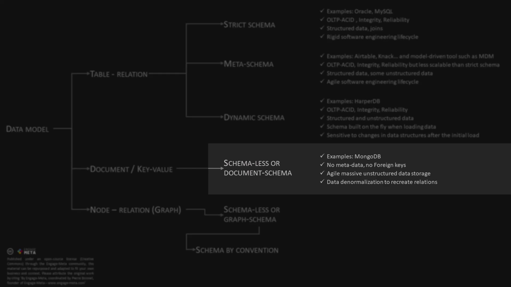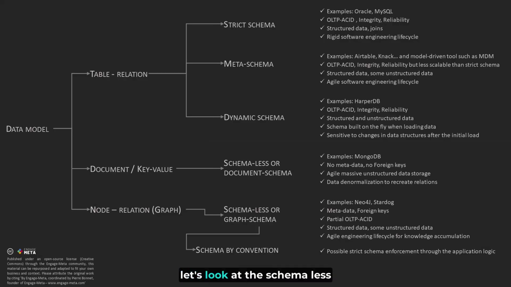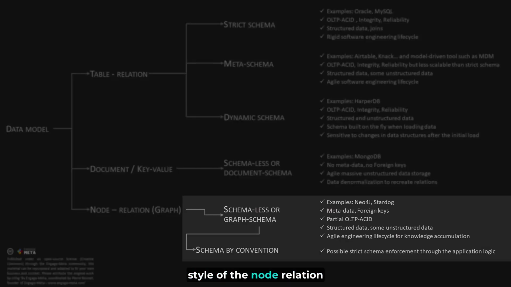The management of OLTP and ACID transactions is partial. This style of database is capable of handling structured data, but with few or no links, and especially unstructured data with massive storage volumes. Finally, let's look at the schema-less style of the node relation approach, also called graph schema.